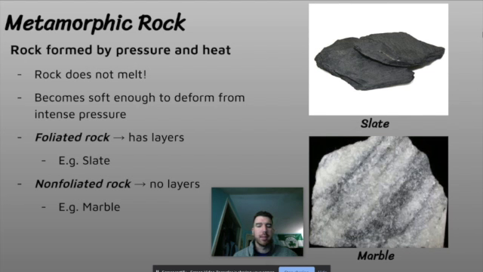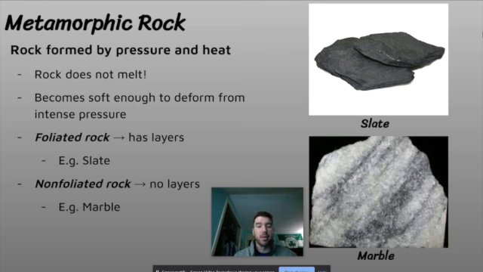And there's 2 types of metamorphic rock we're going to talk about. The foliated rock. Foliated just means it has layers. So an example of this is slate rock. Slate rock's one of my favorite types of rock. It's very smooth, it's very brittle, and it has little tiny layers that the rock is composed of.